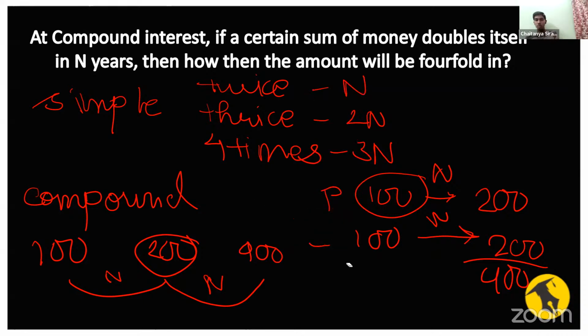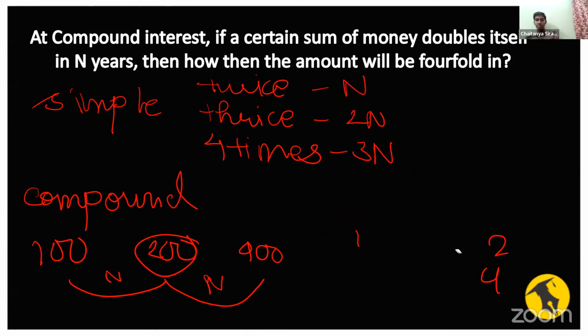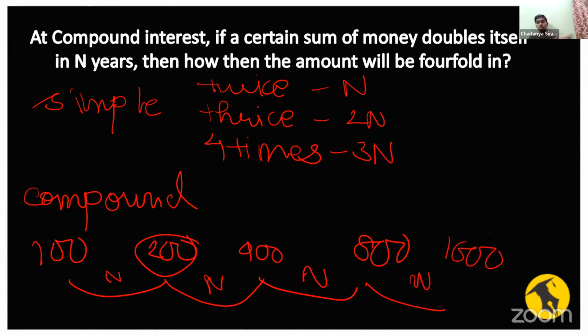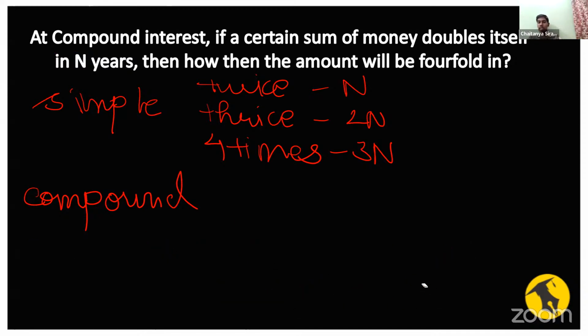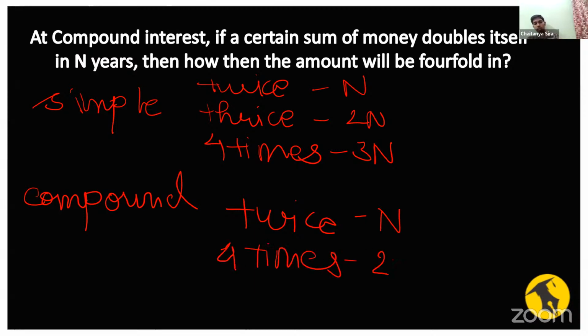So at the end of next n years, you would get 400. I hope the logic is clear to you, how it's becoming 400. You are getting interest on interest, or you can say the new principal is 200. So then again in n years, it would become 800. Then again in n years, it would be 1600. So for compound interest, it is not linear, rather it's exponential. So it's becoming twice in n years, then it is becoming 4 times in 2n years, and let's say 8 times in 3n.